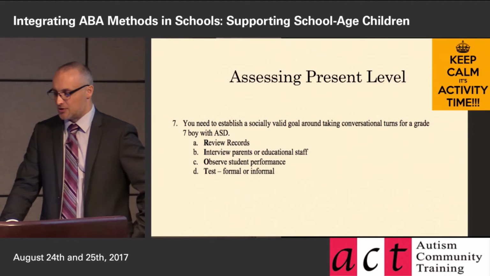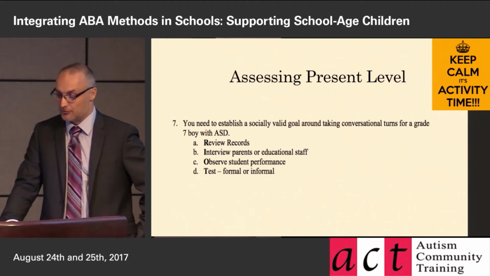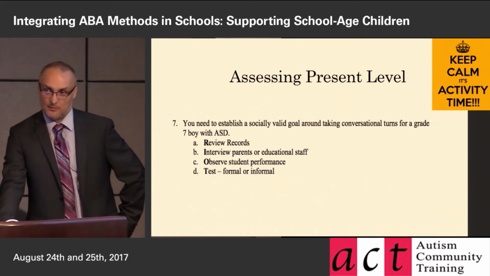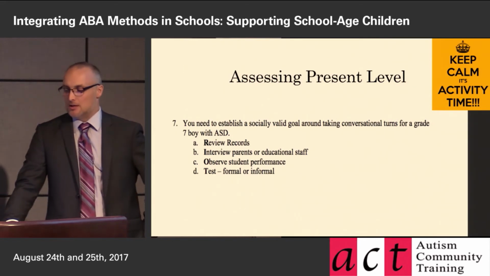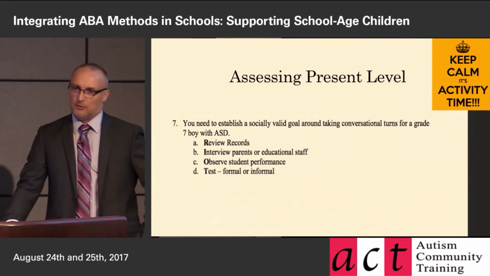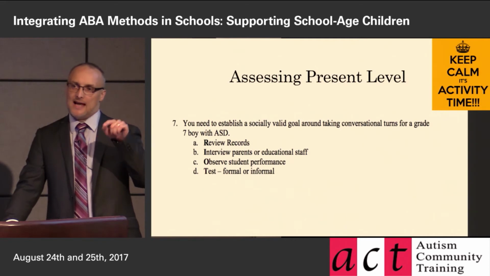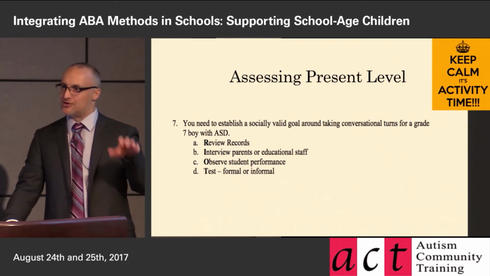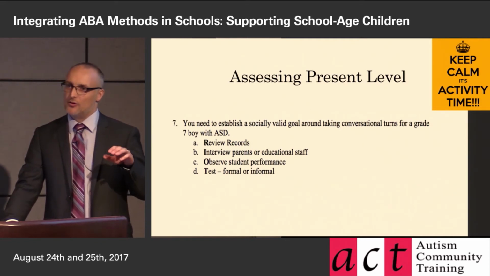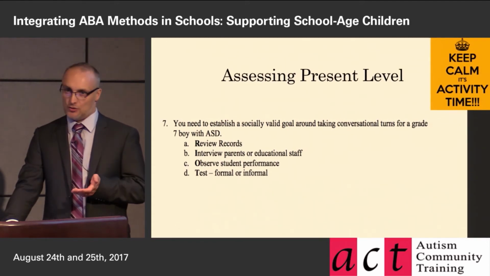You need to establish a socially valid goal around taking conversational turns for a grade 7 boy with autism who's going to be going to high school soon. Record review, again, probably not going to be terribly useful here. Could you interview people about conversational turns? Could you interview his adult instructors, his staff at school about this? They're going to report their experiences of conversational turns with him.